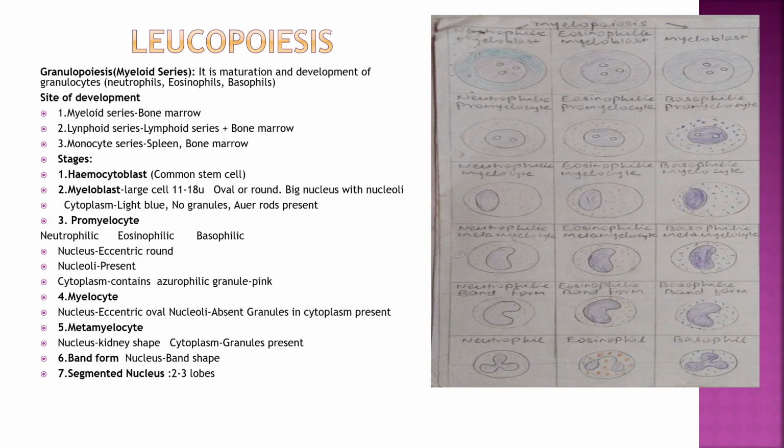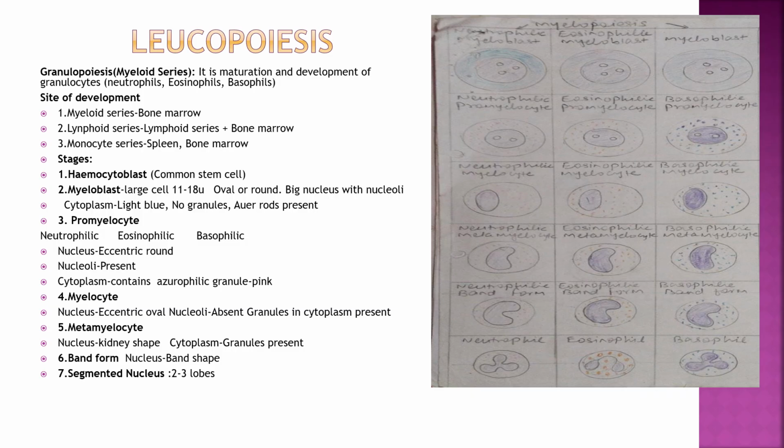Leukopoiesis is the maturation and development of the leukocytes, that is all the cells like neutrophil, eosinophil, basophil, then lymphocyte and monocyte. So it is usually seen in bone marrow, lymphoid series seen in lymph nodes and monocyte in spleen and bone marrow. The first stage is hemocytoblast, that is the common stem cell. It is larger in size. Then it matures into the myeloblast. It is 10 to 18 micron, oval, big nucleus with nucleoli and cytoplasm is usually light blue, no granules.